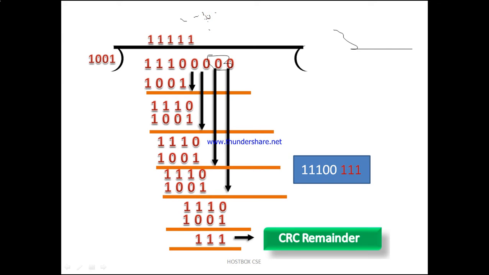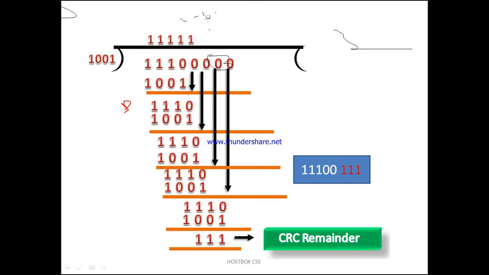This is the divisor. Let's perform the XOR operation one by one. We will start the division operation as well as the XOR operation. First, I take the first bits of 11100 and place 1001 under them to check with the divisor. Taking the XOR: 1 and 1 gives 0, 1 and 0 gives 1, 0 and 0 gives 0, 0 and 1 gives 1. Whenever 0 comes at the front, we can ignore it, no issue.